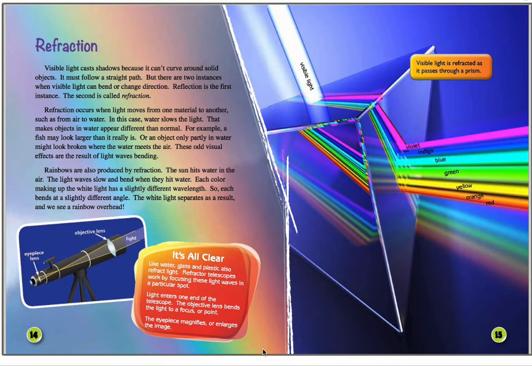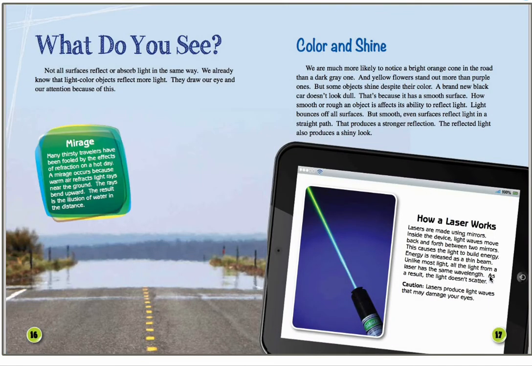Light enters one end of the telescope. The objective lens bends the light to a focus or point. The eyepiece magnifies or enlarges the image. So here we have visible light. So visible light's coming in. It's going through the prism and it is breaking apart the light, and it is showing all the colors of the visible spectrum. What do you see?